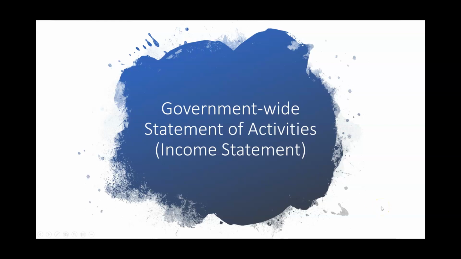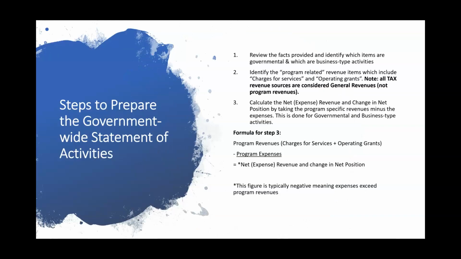All right, so here in part 3 of the video, we're going to talk about the government-wide statement of activities, essentially your income statement, right? So we're going to use several steps here to prepare the government-wide statement of activities. We're going to review facts that are provided. We're going to have to identify which are governmental and which are business type activities. Remember, again, we're breaking these out into governmental and business type activities in a very similar fashion to what we did in the statement of net position.